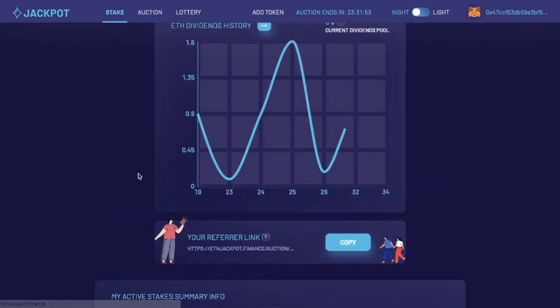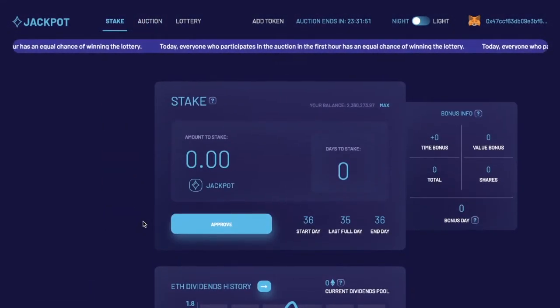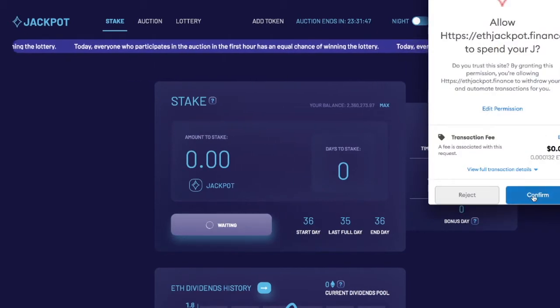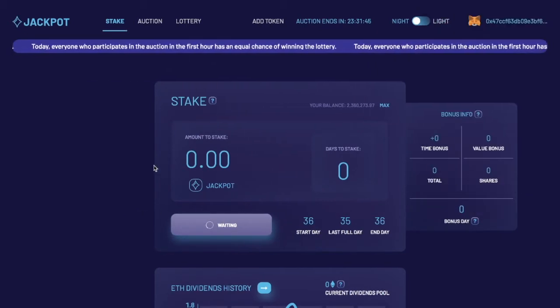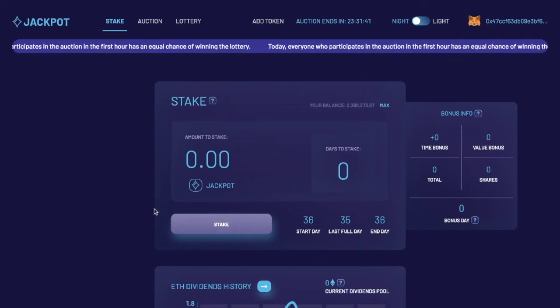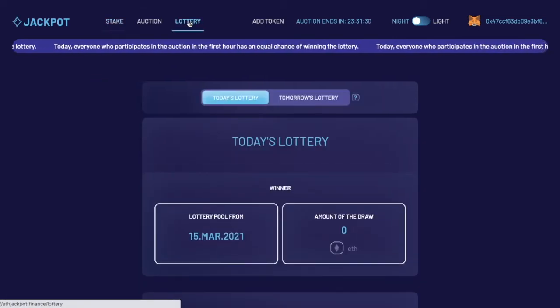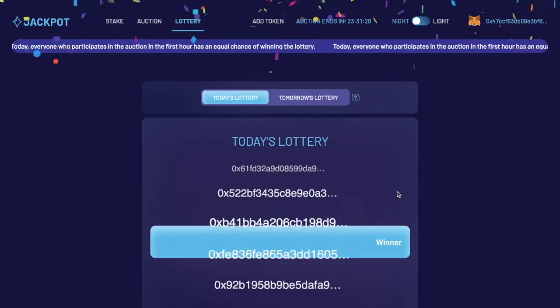So now I can come in and I can stake. First you run an approve function, like all smart contracts need, to allow the smart contract to handle your tokens. There we go. Now we can enter the amount that you want to stake, or you can press the max button, make it easy, right? Okay, the other thing is there is the lottery, okay?